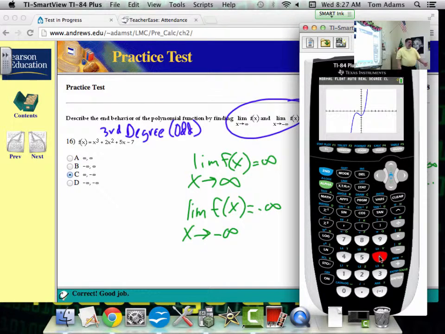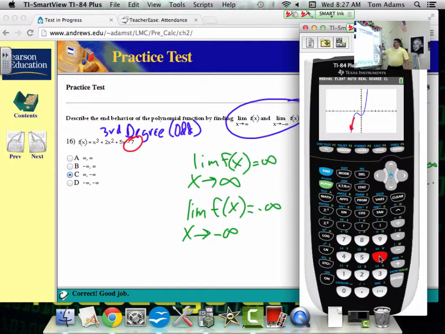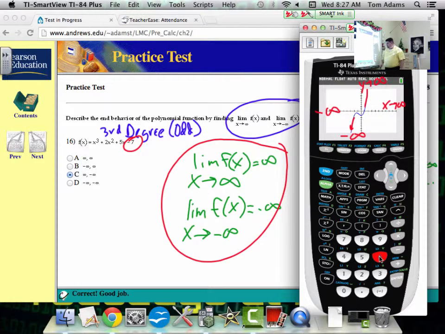Alright, so it didn't quite cross the x-axis 3 times because it shifted down a little bit, because we went down 7 units. Alright? But it did start here. So again, if I look at it from this direction, as x approaches negative infinity, my y value approaches negative infinity. And then if I go in this direction, as x approaches positive infinity, y approaches positive infinity. And so that's where all this stuff comes from. Okay? Any questions?